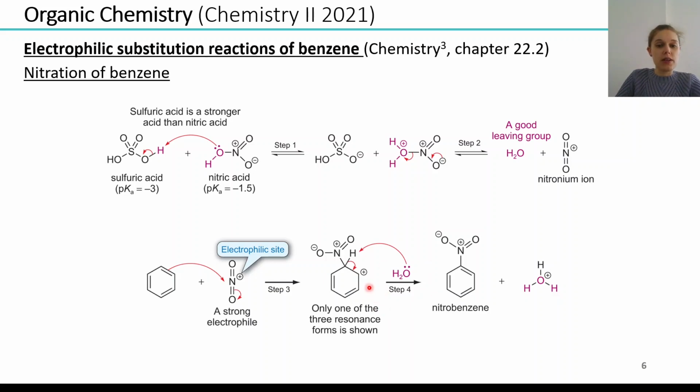Then in the fourth, last and fast step, we have a deprotonation of the carbocation in order to form the nitrobenzene molecule and the hydronium ion. And this deprotonation step is a very fast step because the driving force of this step is the regeneration of the aromaticity. And if you have a look at this nitrobenzene molecule, you can see it is not the only structure, so you could also imagine that the negative charge is not on the left side, but on the right side.